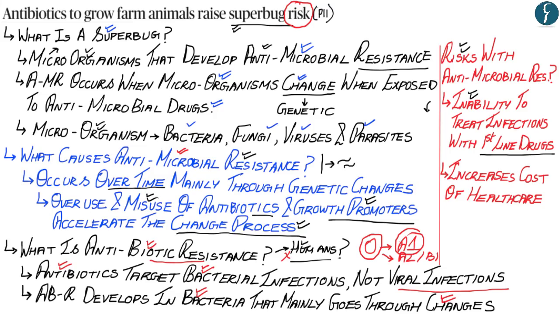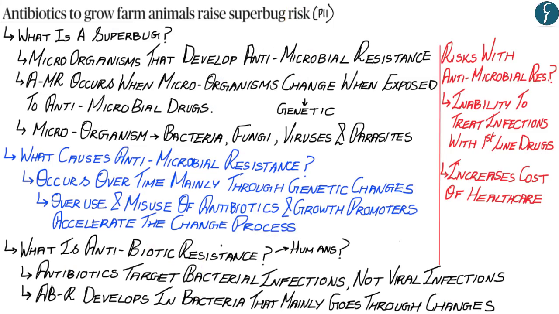Wherein if a person gets infected by a superbug, the infection becomes resistant to the first line of drugs, and therefore that person has to be given a much heavier dosage of much more powerful drugs. And the growth of antimicrobial resistance also leads to an increase in the cost of healthcare, where it leads to higher cost of medicines, higher cost of hospitalization, among other factors.